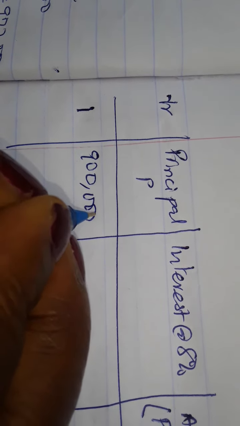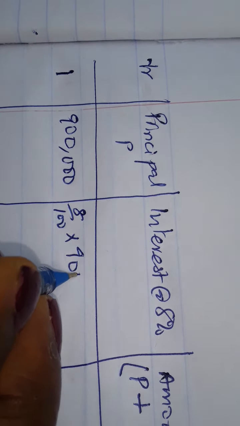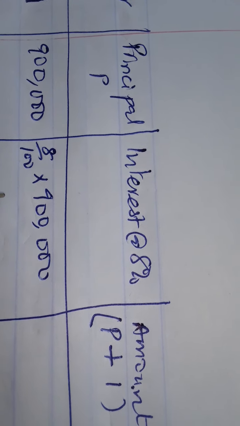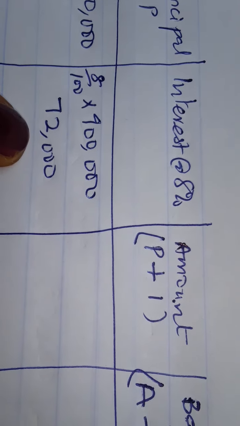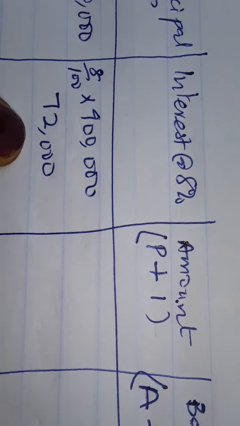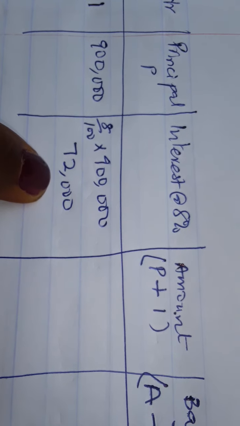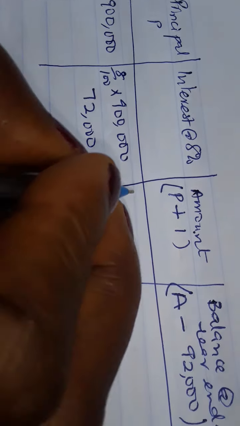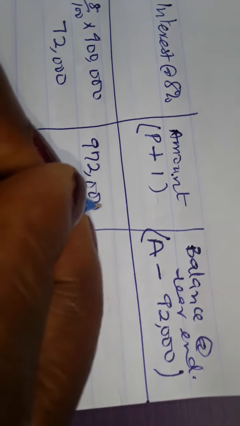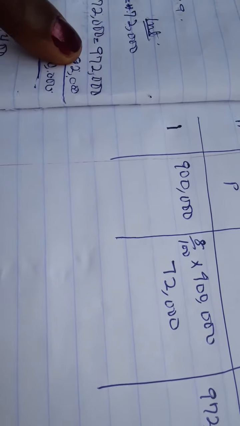Let's go. Year 1, our principal is 900,000 naira. And we compute our interest, 8% of 900,000. I'm just going to give you this first line in details. This is what you get. 8% of 900,000 is going to give you 72,000 naira. Now to get our amount, you're going to say 900 plus 72, which is 972,000. I'm sure you can see these figures are familiar. This is the amount you are owing at the end of the year.